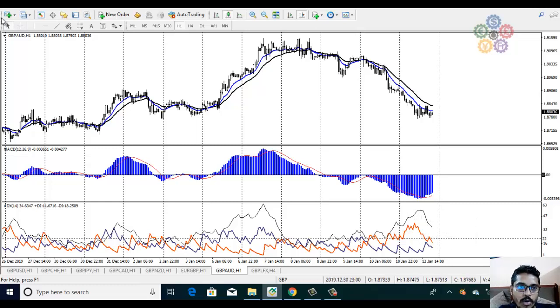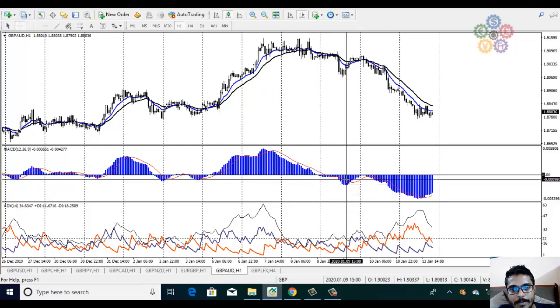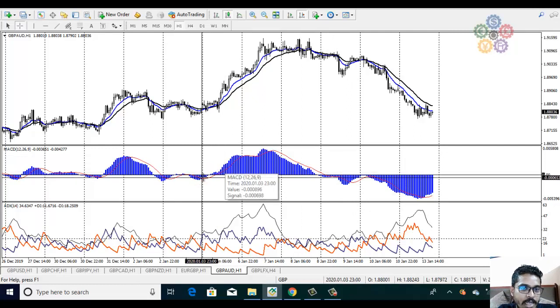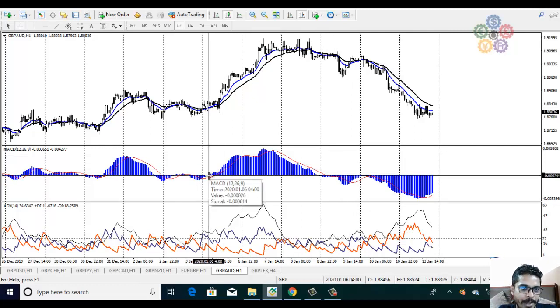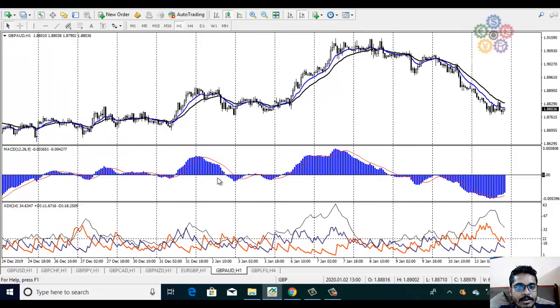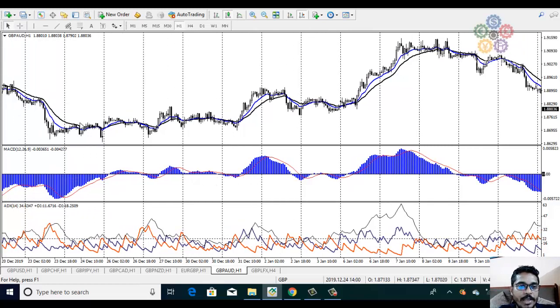MACD, again, I'm sure a lot of you must have used it. This is the red line, which is the signal line. When it drops below the zero, basically it's telling you to sell. When it goes above, it's telling you to buy. A histogram also can be used on its own as a signal whether you should be buying or selling, right? So you can see the indicator here is just doing its job of telling you buy or sell.